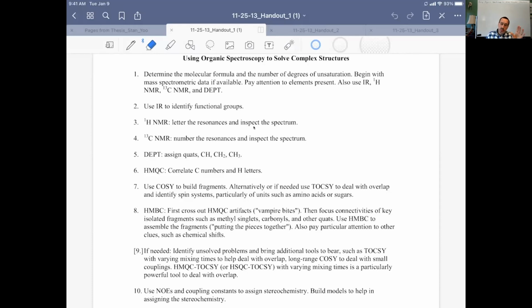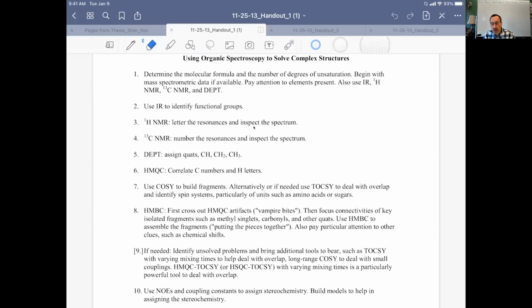HSQC and HMQC are essentially the same technique, and in some cases you will hear of HSQC-TOCSY. In some cases you'll hear of HSQC instead of HMQC, and they have differences in pulse sequence and slight differences in what they detect, but nothing significant.